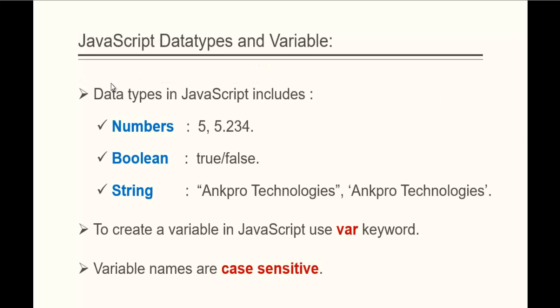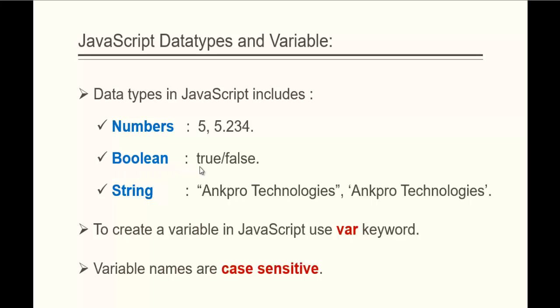And here comes the slide. Data types in JavaScript include numbers, Boolean and string. Keep in mind, we don't have data types like integer, float, double, decimal in JavaScript. Here you can create the floating point number or the decimal point number with the help of this number data type itself.